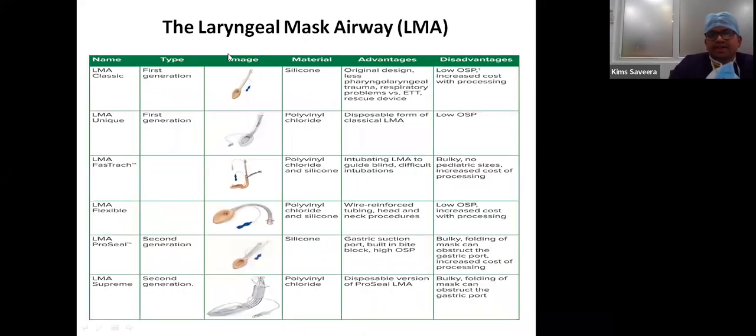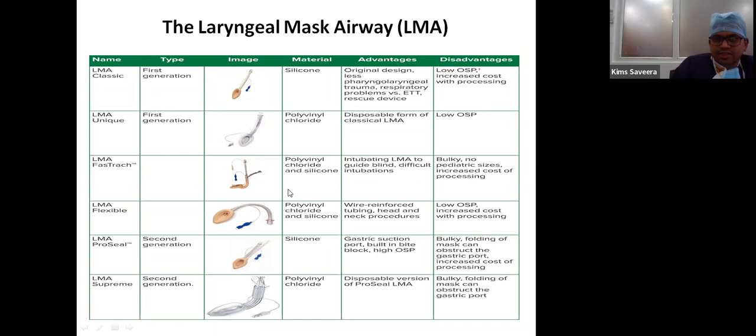And these are the different types of laryngeal airways that we see. This is the classical LMA, first generation. It is made up of silicone. The problem is that increased cuff pressure is one of the disadvantages. This is the LMA Unique. It is first generation. It is polyvinyl, and when compared, the cuff pressure is low. And the LMA Fastrack is polyvinyl and it is pre-curved.